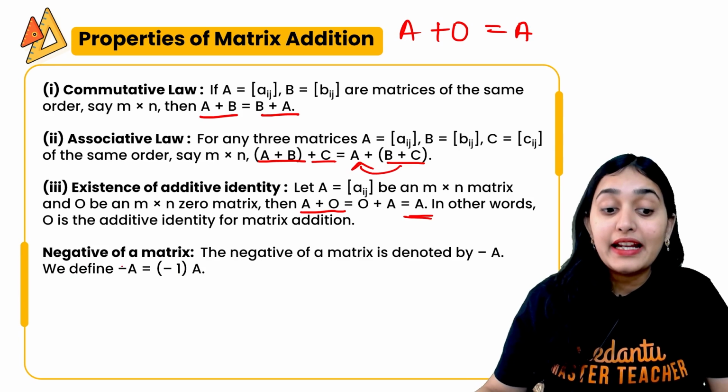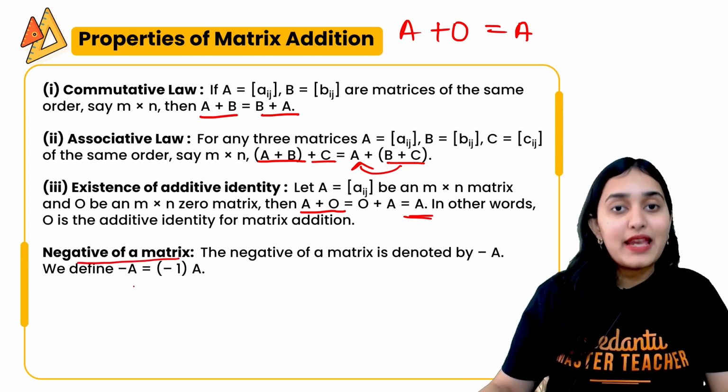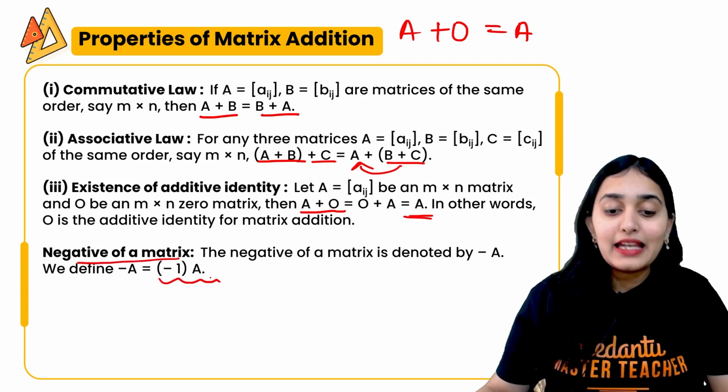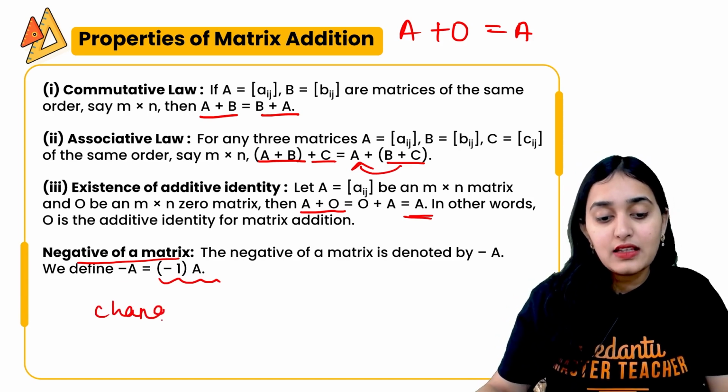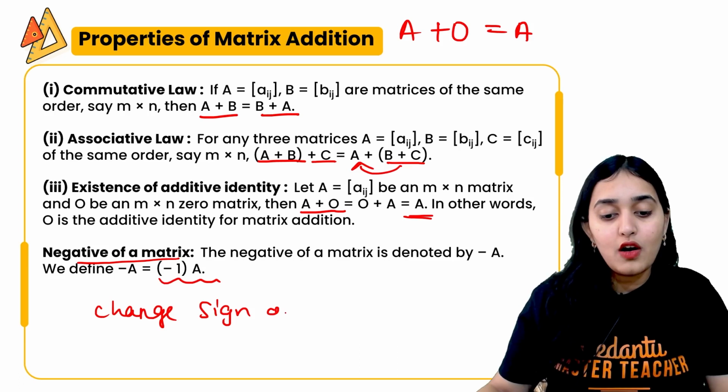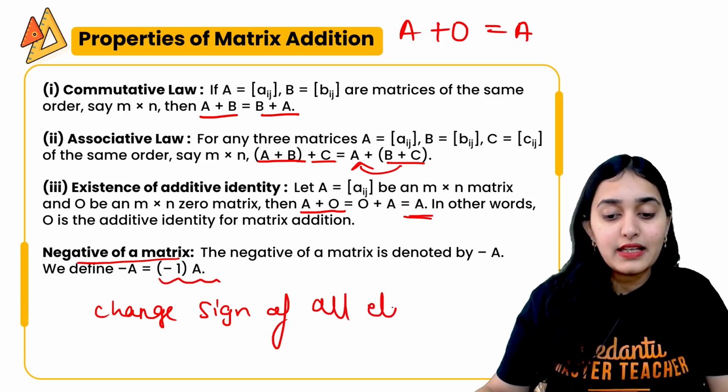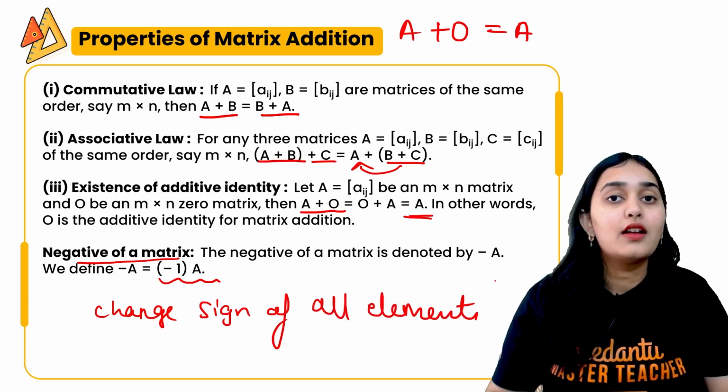Okay. Negative of a matrix is basically if you change sign of all the elements. So what is negative of a matrix? Change sign of all elements. Then it is a negative of a matrix.